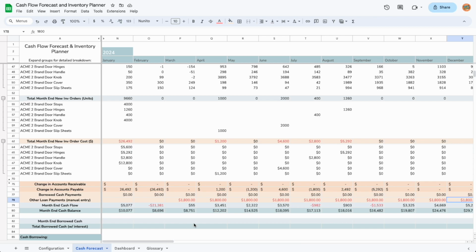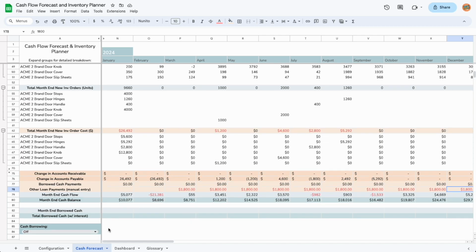So that's just a quick and easy way that you can use the cash borrowing calculator to forecast how borrowing cash is going to impact your cash flow into the future. And then once you actually do borrow some money through a line of credit from a bank, you can then go in and manually enter those payments, see how that affects your cash flow going into the future, and you can also enter the amount of cash that you borrowed and inject that into your month-end cash balance so that that flows through the rest of the forecast as well.